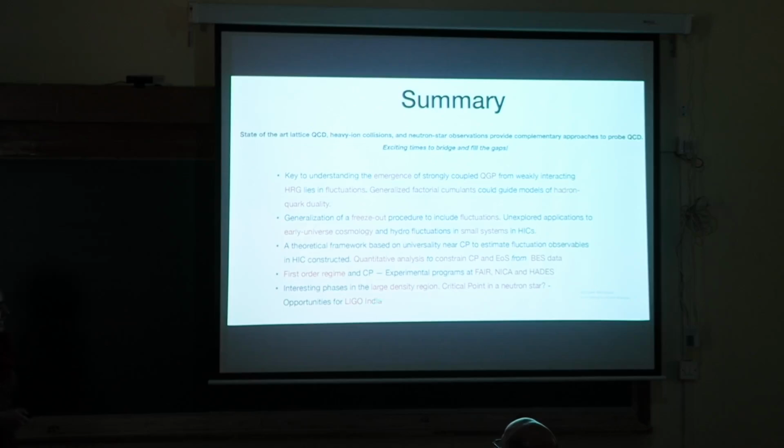Again, coming back to the question I was putting forth yesterday, there is a possibility of a critical point in a neutron star from axial anomaly based considerations, and it may be worth an idea to still look for.